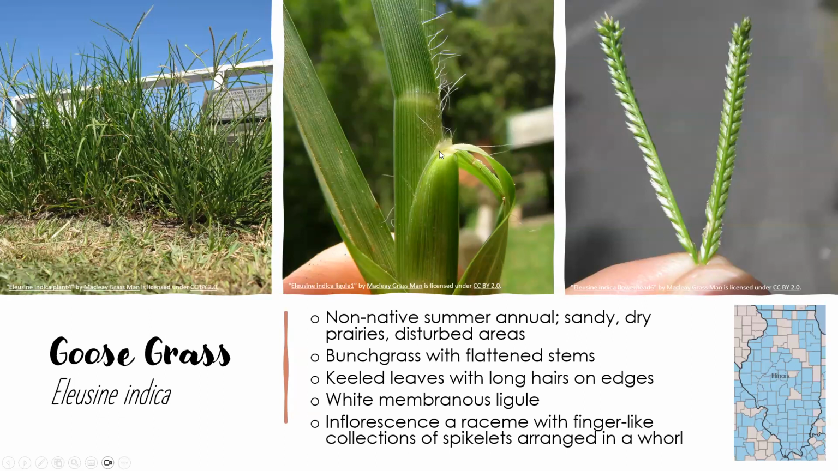This is another one that's going to have a raceme inflorescence with finger-like collections of spikelets that are kind of arranged in a whorl, so all together at one point. Okay, just like the crabgrass, right? It looks very similar, but we're going to have a flattened stem, we're going to have a keeled leaf sheath, and the leaf blades are going to be a little bit wider. It's going to look a little bit different than that crabgrass.